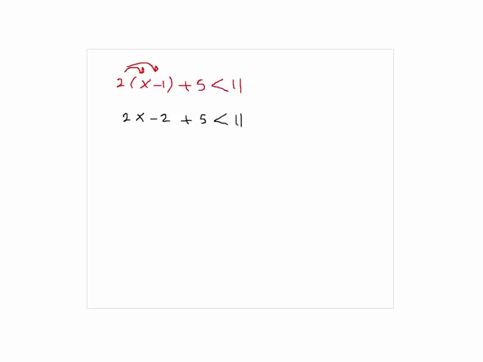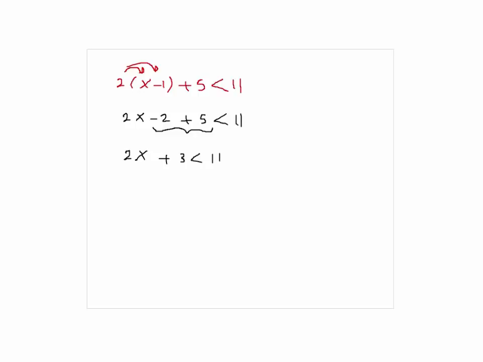What would be the next step, anyone? Add the like terms. So the negative 2 and plus 5. Very good. You add the like terms. So minus 2 plus 5, that would be plus 3. And that's what we get so far.